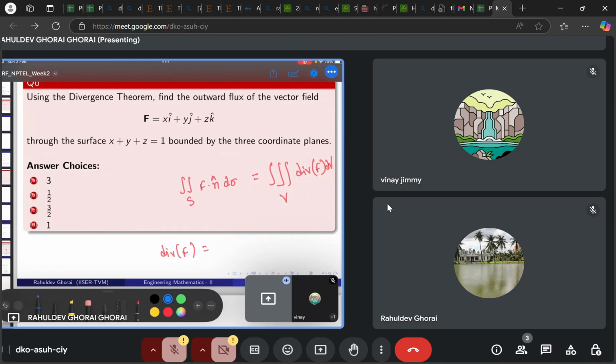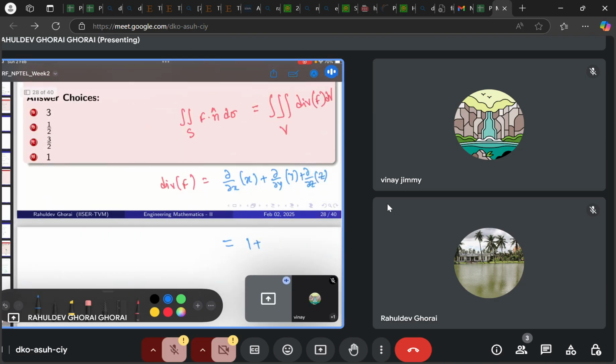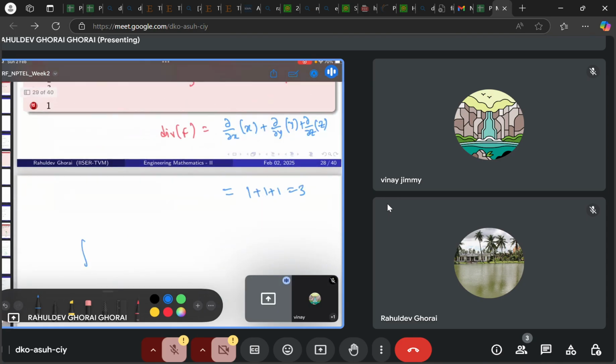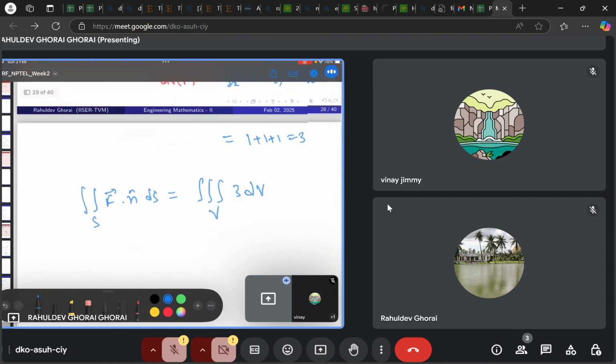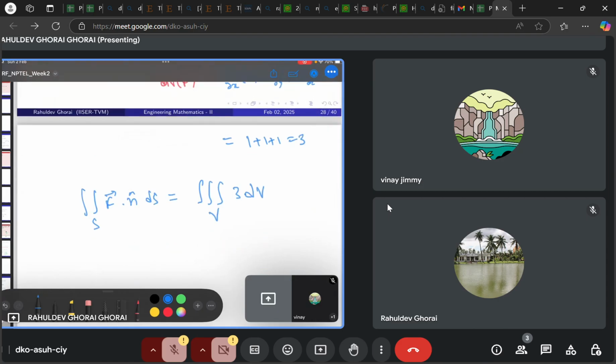What's the divergence of F? Del x times the first component plus del y times the second component plus del z times the third component, that is equal to 1 plus 1 plus 1, which is 3. So the flux you want to find, F dot n dS, becomes the volume integral of the divergence times dV, so 3 times the measure of the volume.